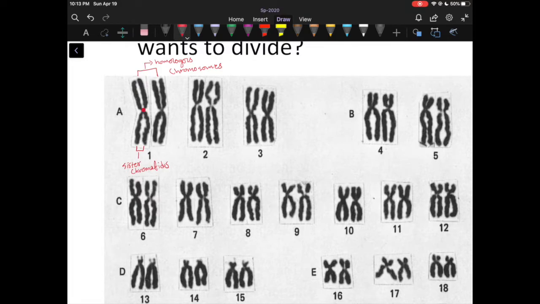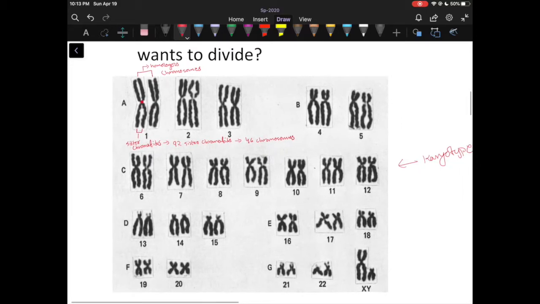We count these chromosomes by their centromeres right here. It's the thing that's holding those two sister chromatids together. And we say that we still have 23 pairs of these chromosomes and 46 total chromosomes. But in reality, we're going to have 92 sister chromatids. As you'll see when we get into mitosis, when these 92 sister chromatids get pulled apart, each new cell will then have half of that, meaning that it will have 46 chromosomes.